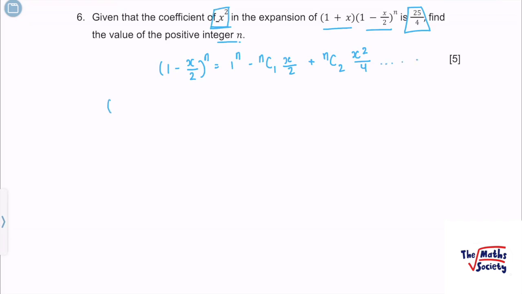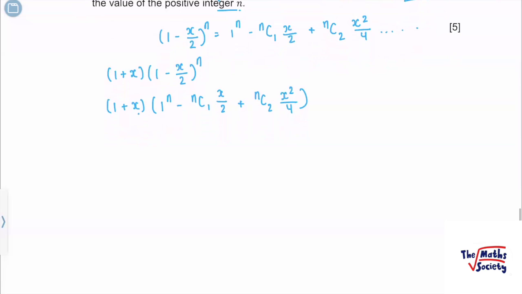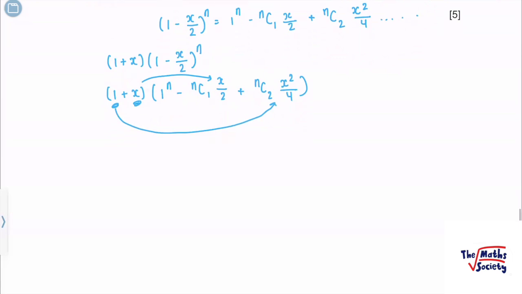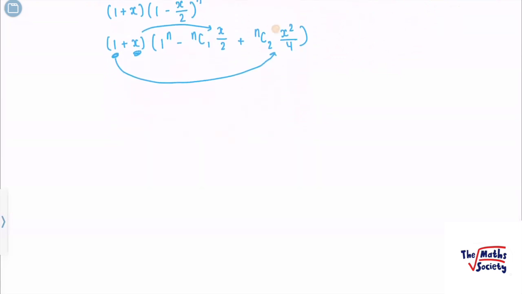And we go: 1 plus x, and then 1 minus x by 2, the whole power n. We've already expanded, which is 1 to the power n minus nC1 x by 2 plus nC2 x squared by 4. Because we only want x squared, we have x here. If this x multiplies with this x, we get x squared. If this 1 multiplies with the x squared that's already there, we also get x squared. So we already know how we're going to get the coefficient of x squared.